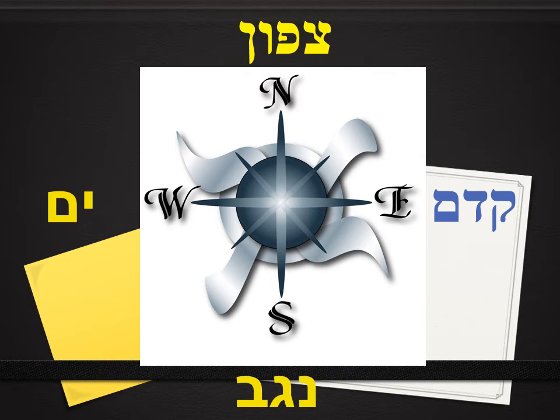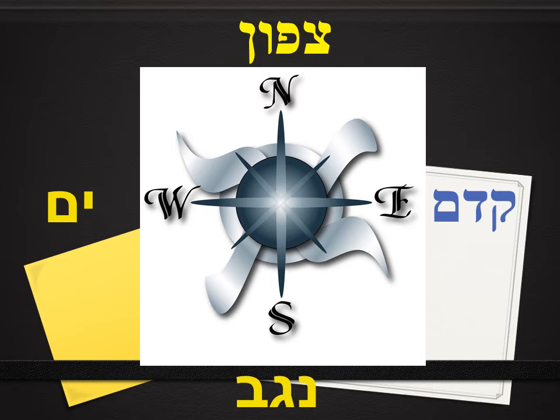On the west, you have Yam. In the map of Eretz Yisrael, on the west side is where the sea is, Yam. So Yam is the word that's used in the pasuk for west, and Negev is the word in the pasuk that's used for south.